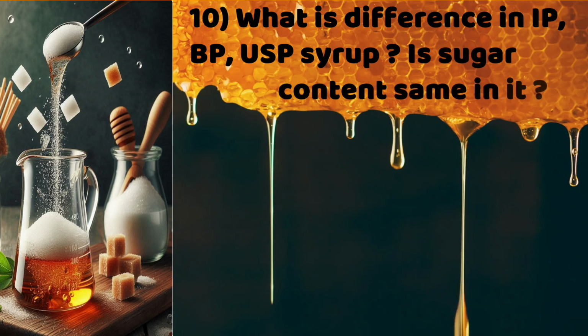What is the difference between IP, BP, and USP syrup, and is the sugar content the same? It is like telling a chef to prepare a syrup with more sweetness and one with less sweetness. IP and BP syrup sugar content is the same, and USP has less sugar content compared to both. They follow the Indian Pharmacopoeia, British Pharmacopoeia and United States Pharmacopoeia as the standard books for the guidelines for preparation and to maintain the sugar content.